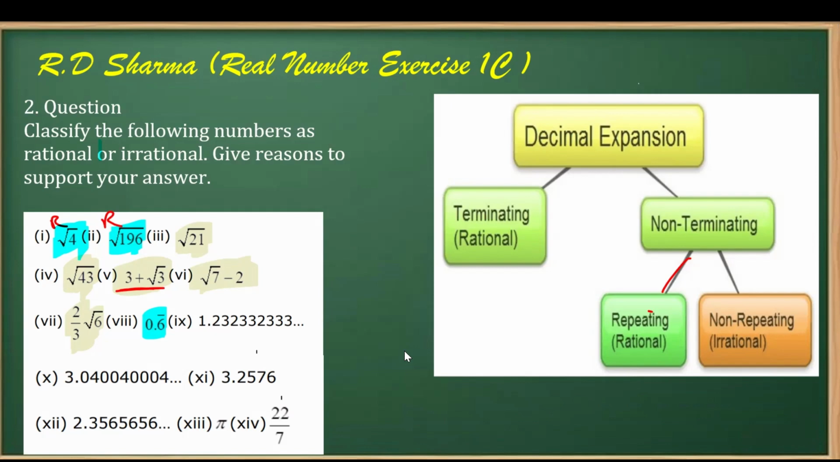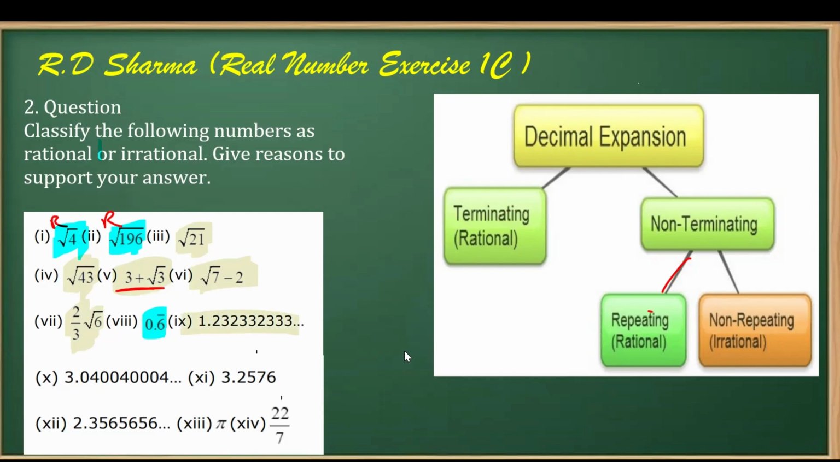Coming to the next, this you need to watch. This is 2, 3, 2, 3, but then it is 3, 2. Can you see this? It's not 2, 3, 2, 3, 2, 3. Had it been 2, 3, 2, 3, and then another 2, 3, and so on, then it would have been repeating. But here it is non-terminating, non-repeating. So we'll say that this is irrational.